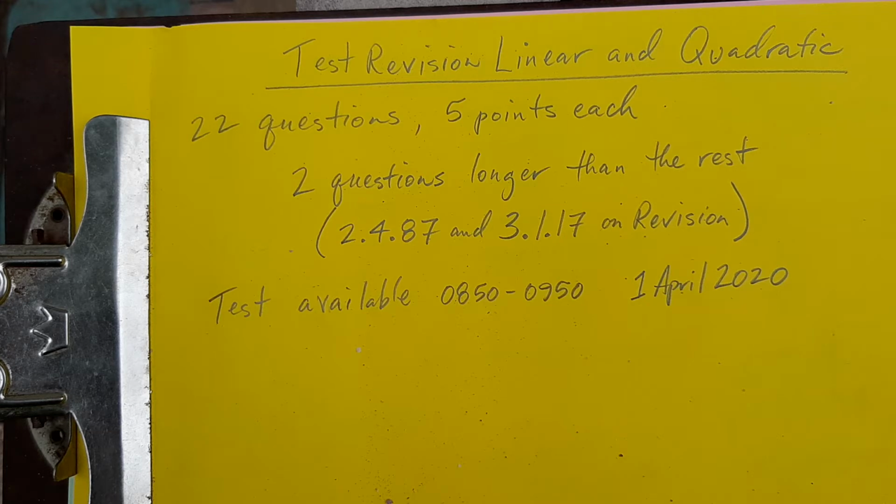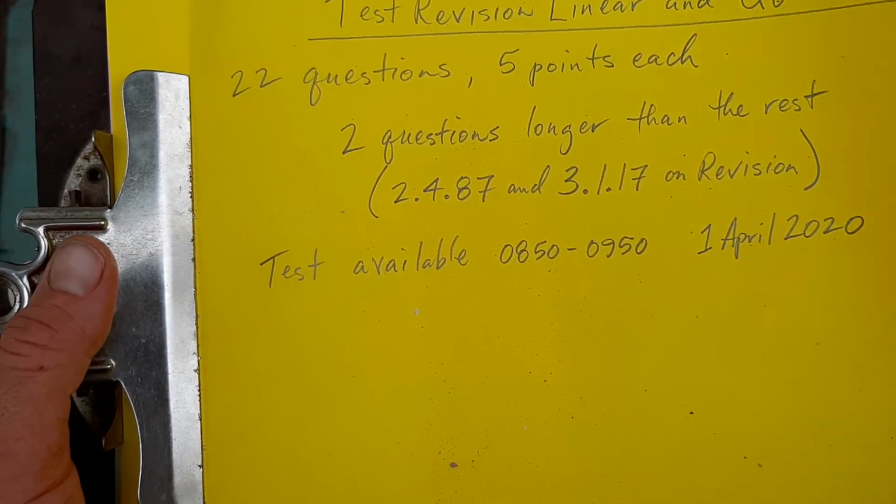2.4.87, I'll do that one step by step on the computer. That's cost, revenue, and break-even point. And 3.1.17, which you just worked and did on a quiz, so I think you can do really well on that one, the quadratic equation one. Test available 8:50 to 9:50 on Wednesday, April 1st.